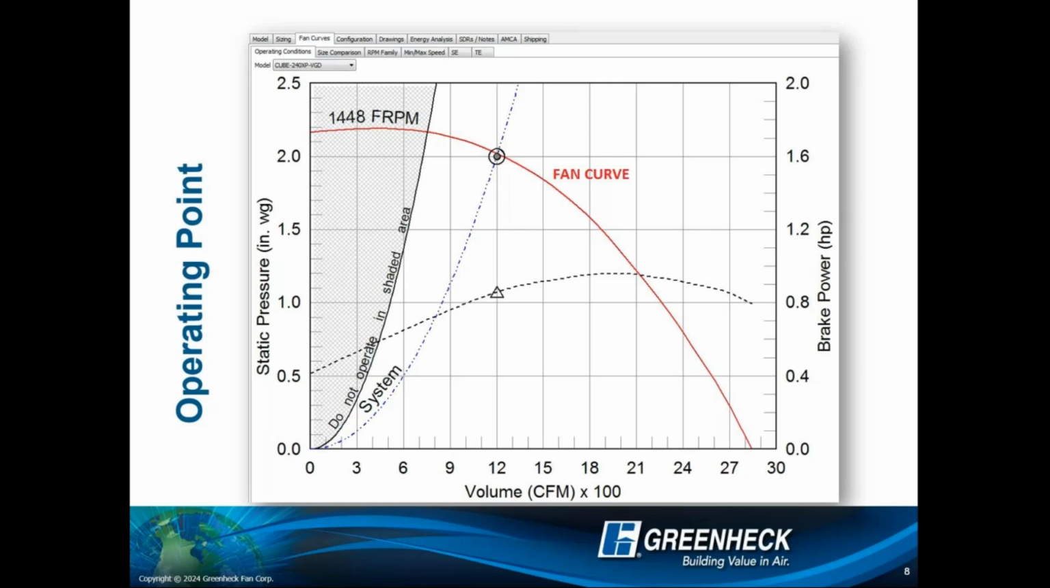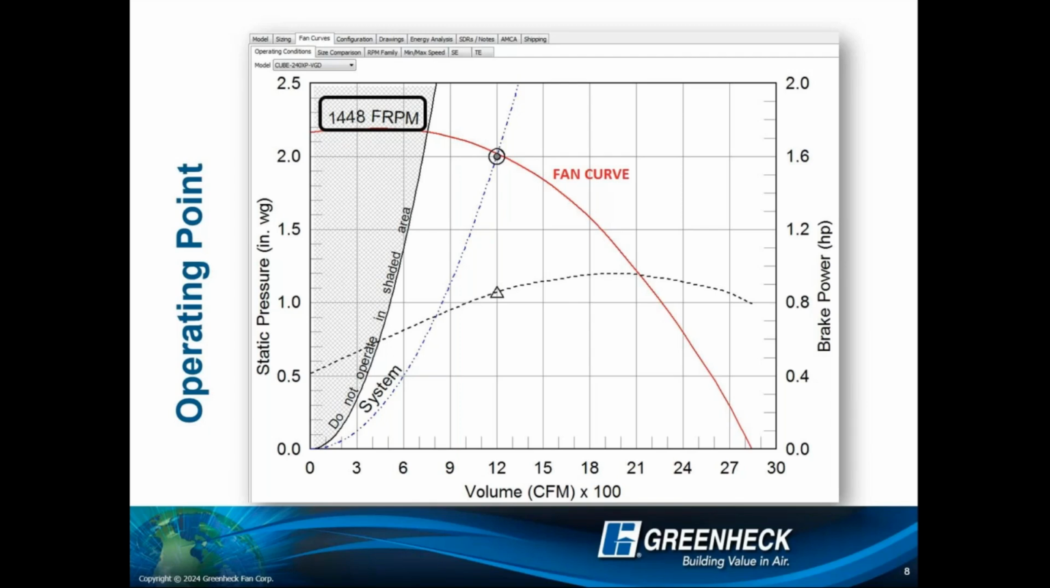And we can see up in the left corner there, I'm representing 1448 fan RPM. And I say fan RPM because if this was a direct drive, the motor RPM and the impeller RPM are the exact same.